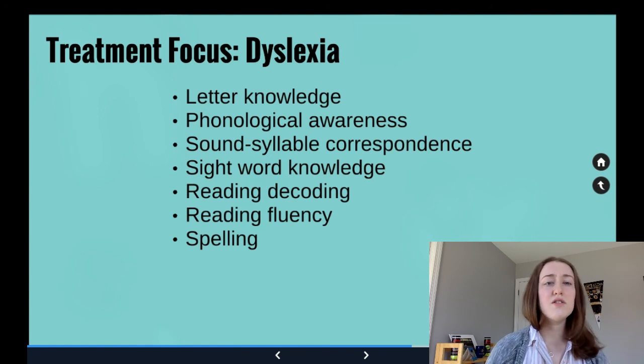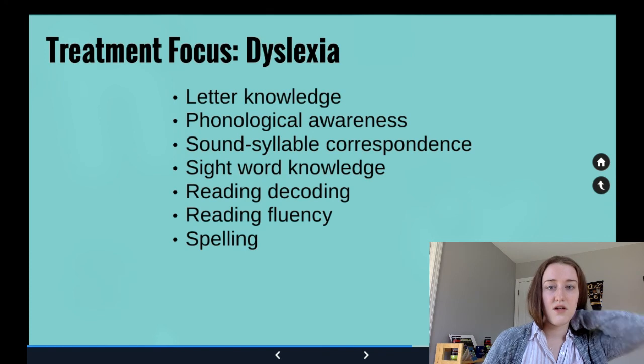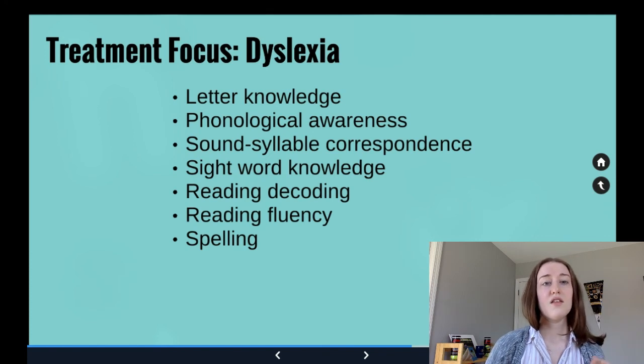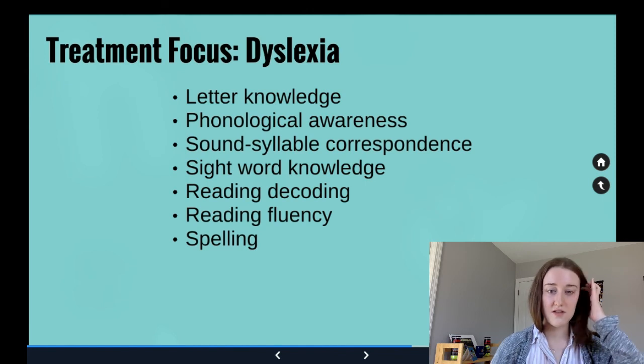I also wanted to mention these are things that they would go through when they're treating someone with dyslexia, but these are also the things that they test to evaluate whether or not they have dyslexia to begin with.